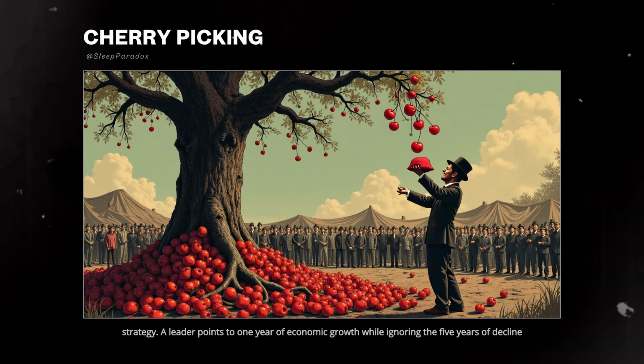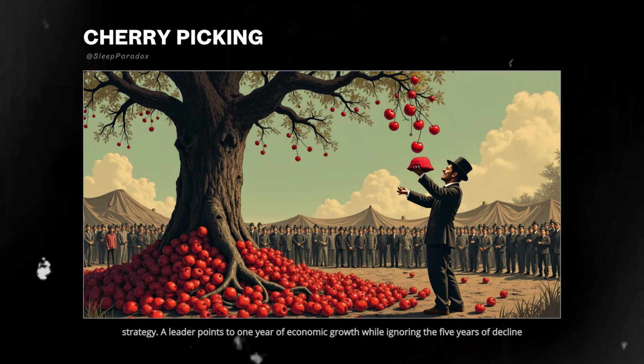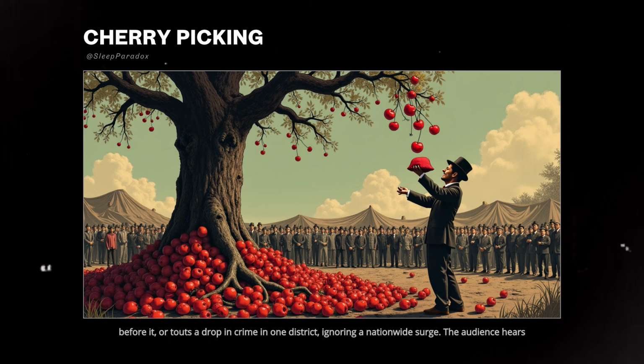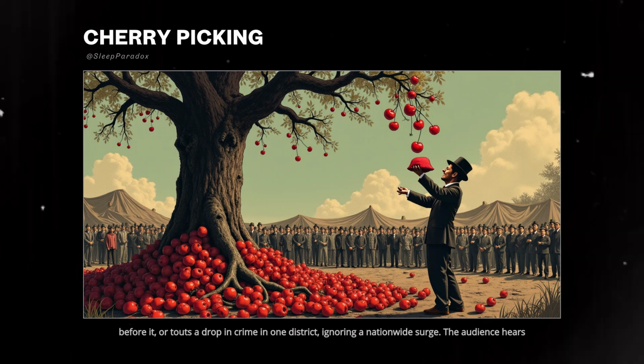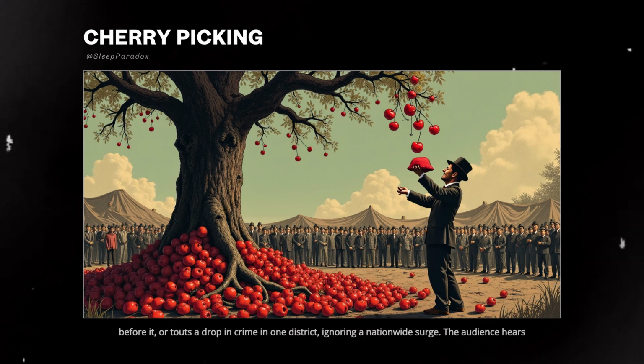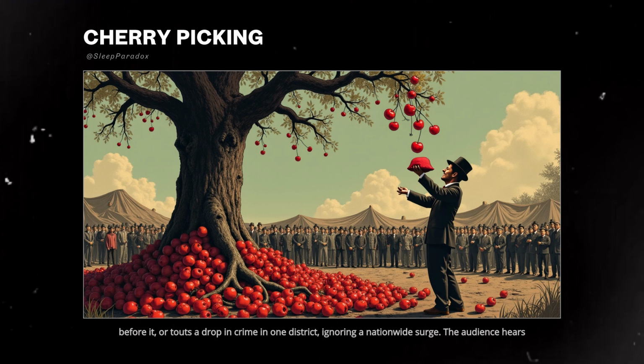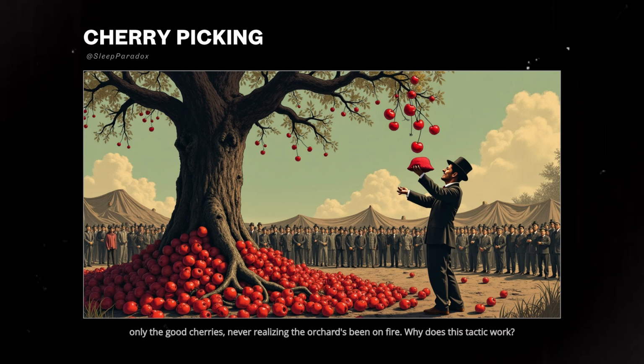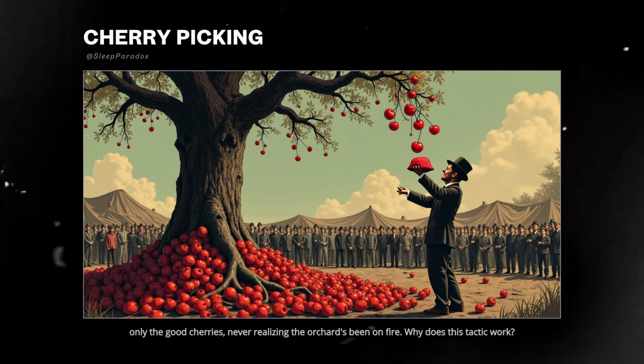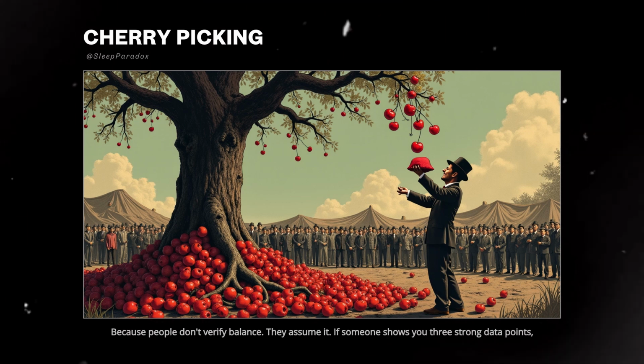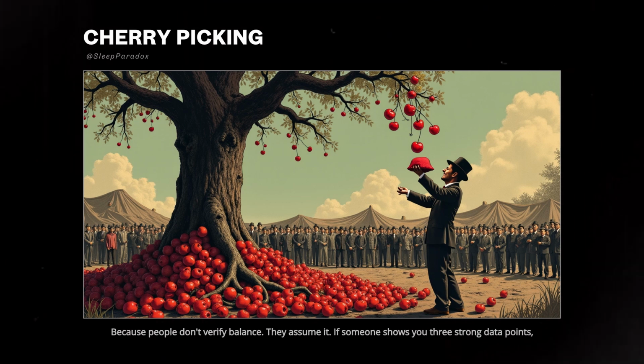A leader points to 1 year of economic growth, while ignoring the 5 years of decline before it. Or touts a drop in crime in one district, ignoring a nationwide surge. The audience hears only the good cherries, never realizing the orchard's been on fire. Why does this tactic work? Because people don't verify balance, they assume it.